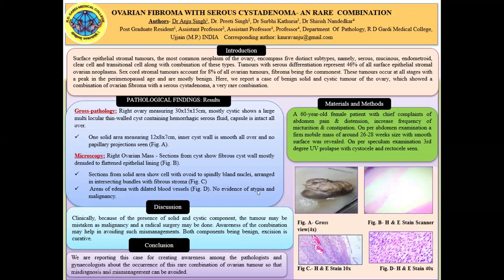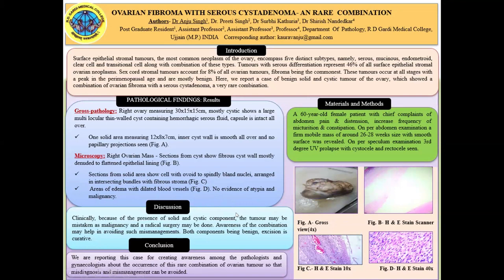This is the gross. On microscopy, the right ovarian mass section from the cyst shows a fibrous cyst wall with mostly denuded and flattened epithelial lining. This is figure B. The section from the solid area shows cells with ovoid to spindly bland nuclei arranged in intersecting bundles with fibrous stroma. Now we see figure C, and an area of edema with dilated blood vessels in figure D. There is no evidence of atypia or malignancy.